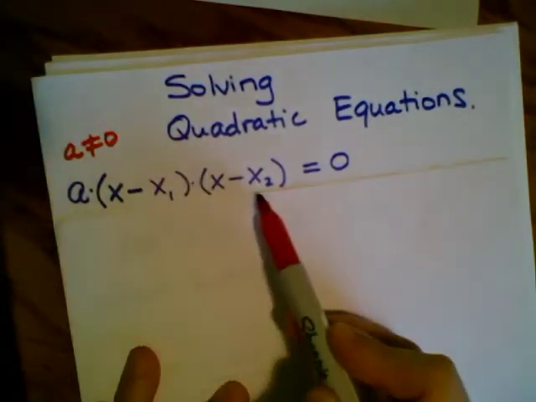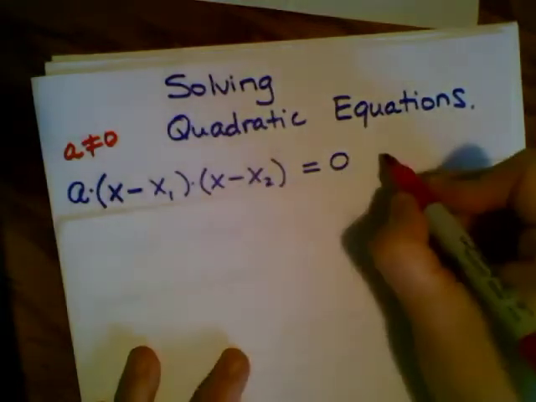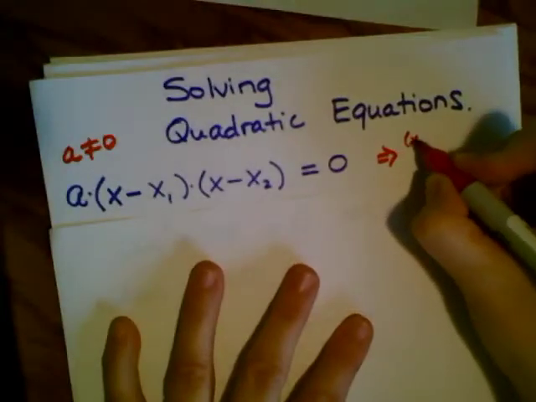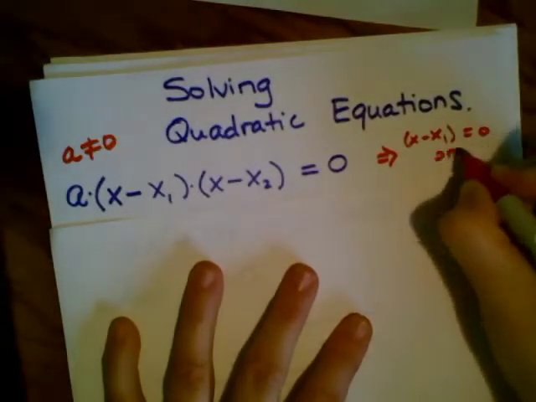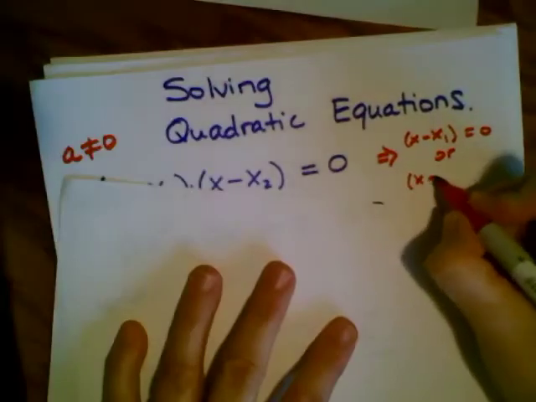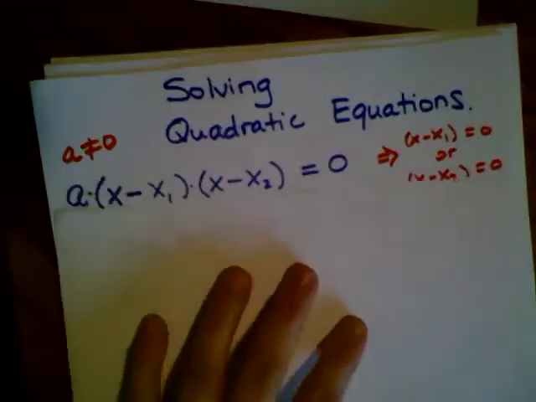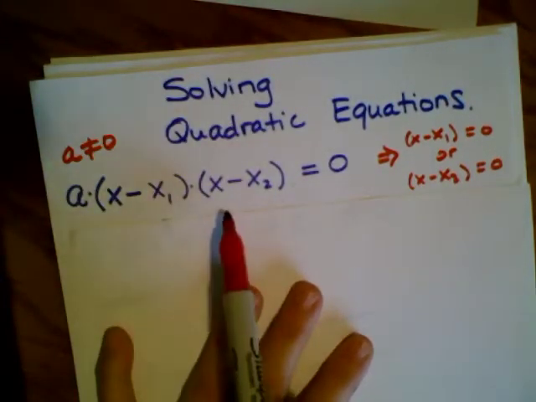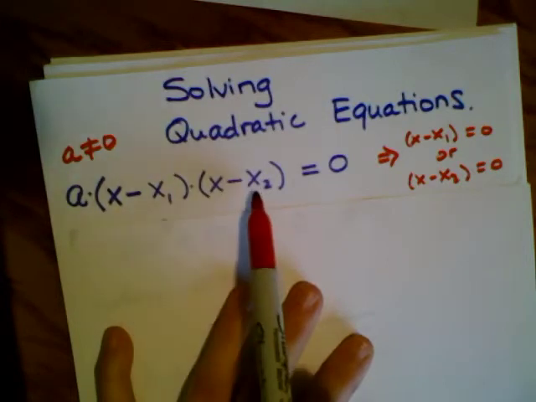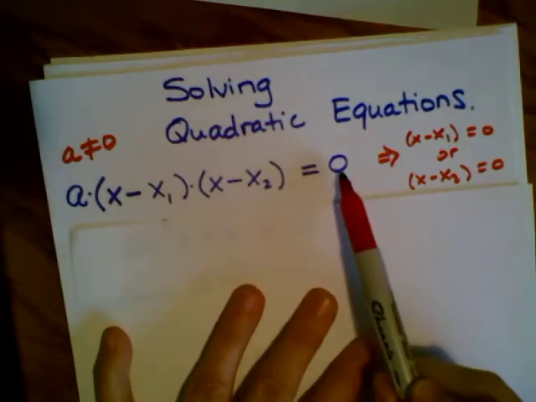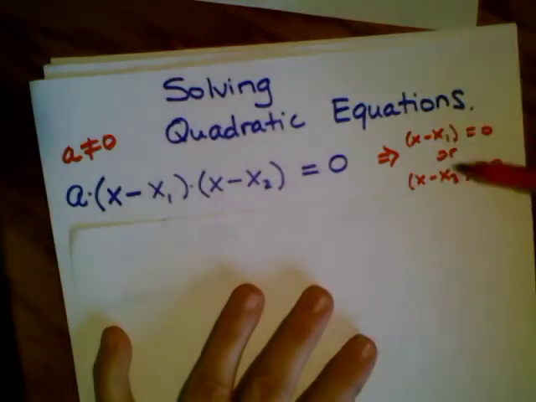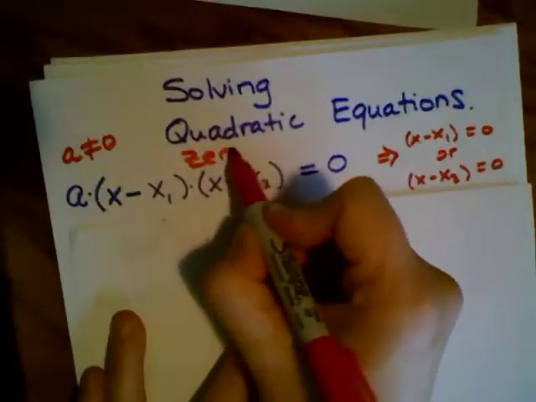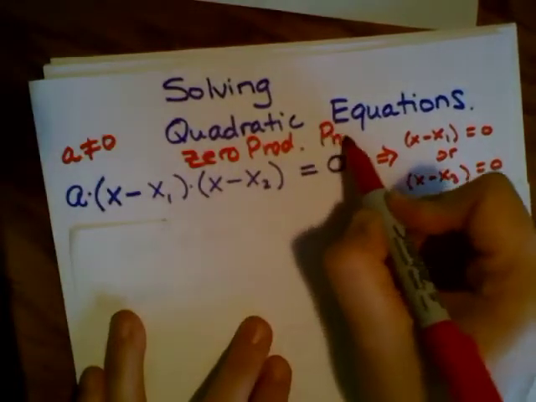And if this factored left-hand side equals 0, that's going to imply that either x minus x sub 1 is 0 or x minus x sub 2 is 0. So one of our strategies is going to be using the zero product property, looking at a product that is equal to 0 and surmising that one of the linear factors would have to be 0. That's one strategy, and we're going to call that using the zero product property.